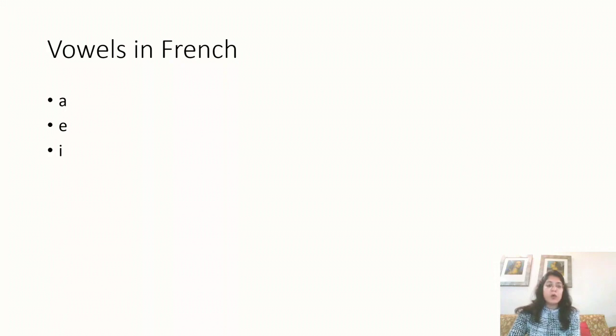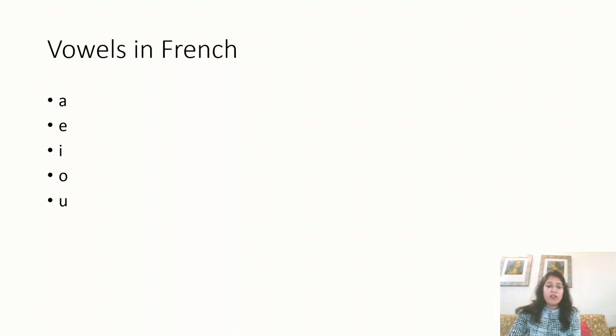Fourth vowel is O. O is pronounced as O only in French. Fifth vowel is U. U is pronounced as U only in French. So these five vowels are also there in the English language. A, E, I, O, U, which are called A, E, E, O, U in French.